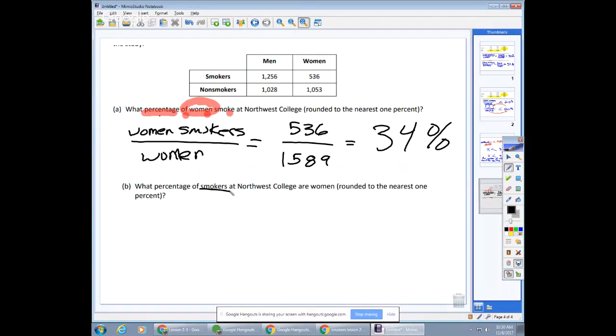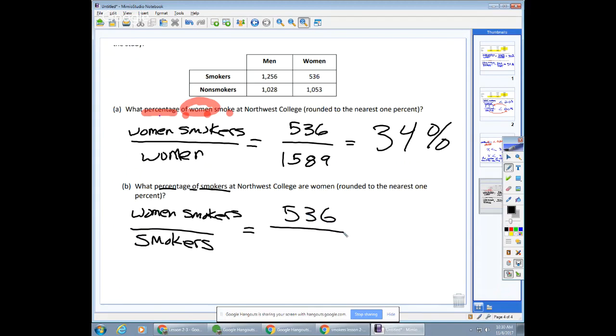So again, smokers is now my keyword. So it's my denominator because I'm having a percent of those guys. And then women smokers goes on the top. So there's still 536 women smokers. Now I just need the total number of smokers. So let's see, that's a 2, carry the 1, 9, 7, 1,792. And that division, I believe on my spreadsheet, came out to about 29.9% or 30%.